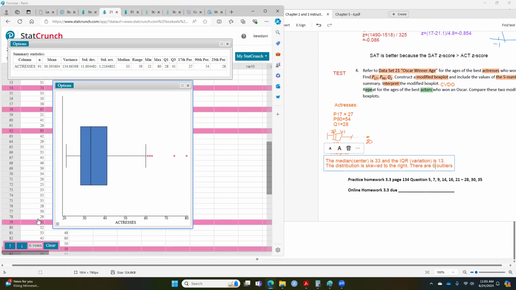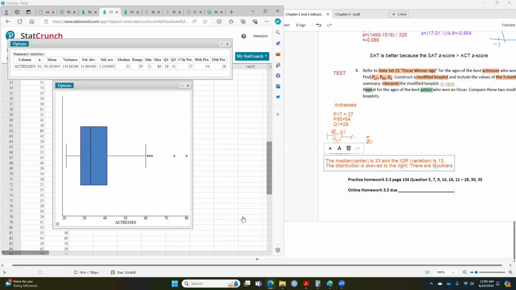Yep, 61. So 61 came out. Two actresses are 61 years old, but you only have one dot here. Okay, so that's the reason why they don't. So watch out for this. This is something I will say be careful with.